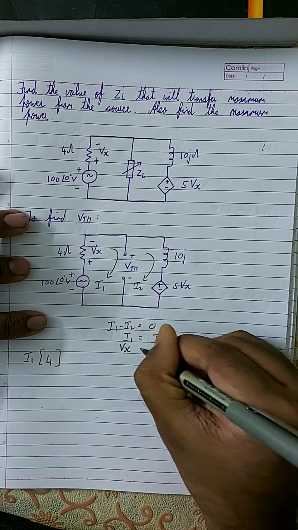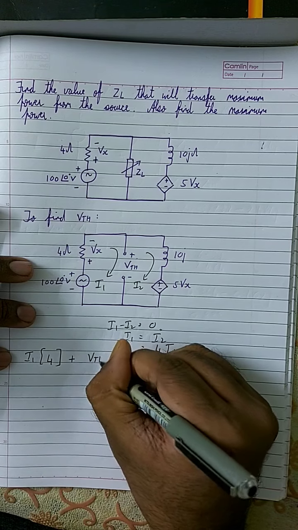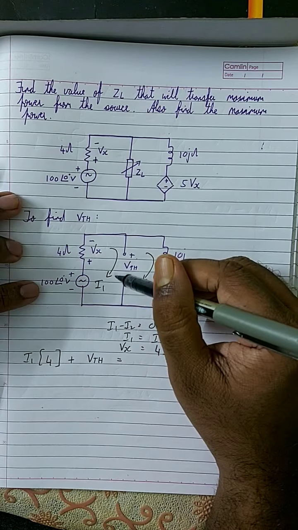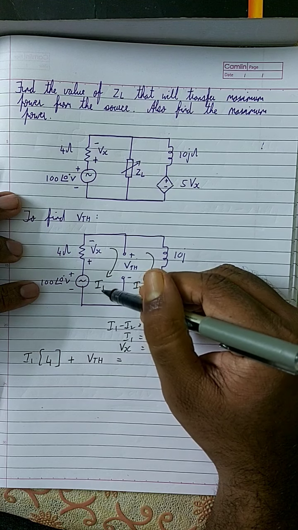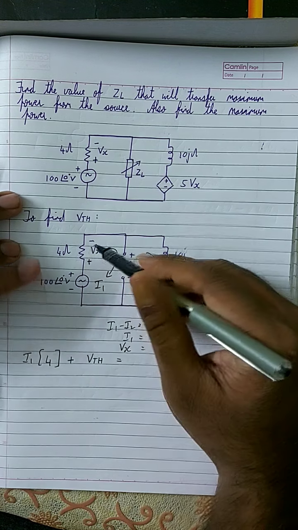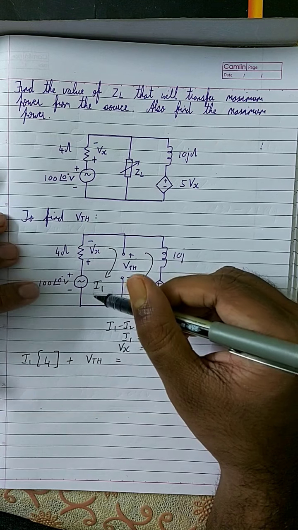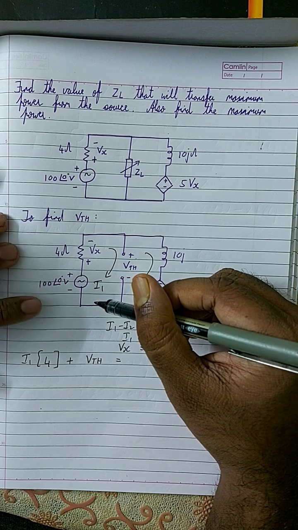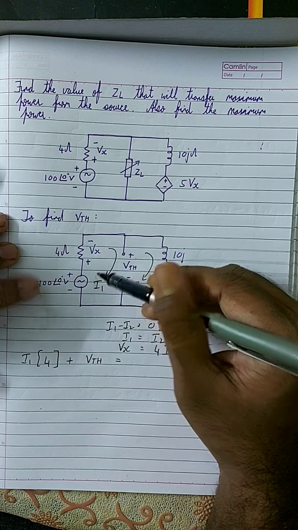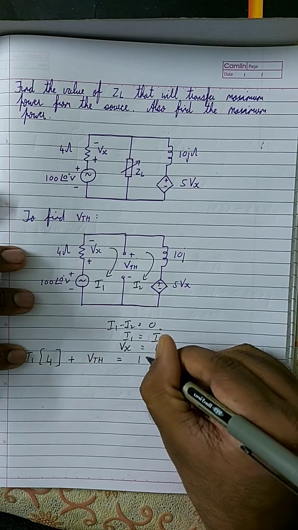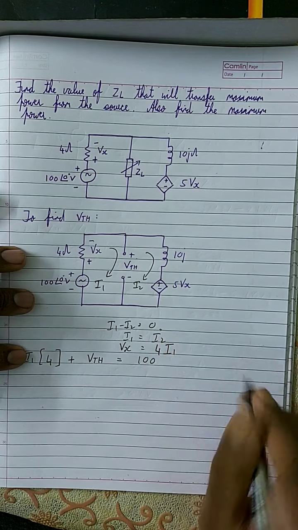So therefore it is plus VTH is equal to, what about the voltage source? This current I1 is flowing from bottom to top, which means the current is flowing out of the positive terminal, or this positive terminal is generating I1. Therefore it is plus 100 angle 0, or plus 100.